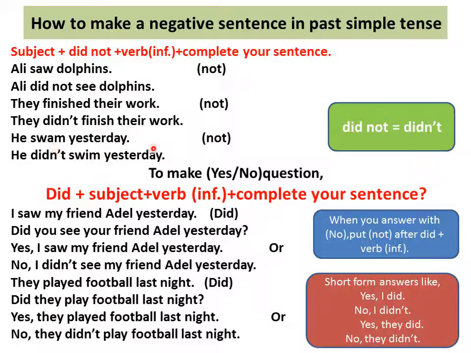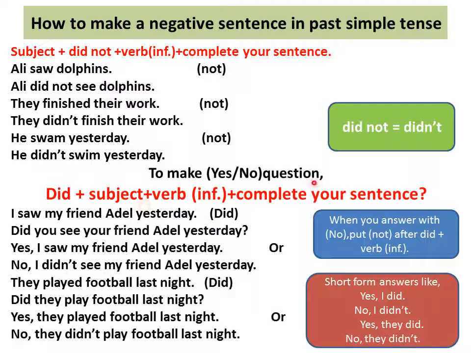He swam yesterday. Put not. So he didn't. The present of swam is what? Swim. He didn't swim yesterday. And pay attention. Did not, the same as didn't. The contraction form or the short form is didn't.